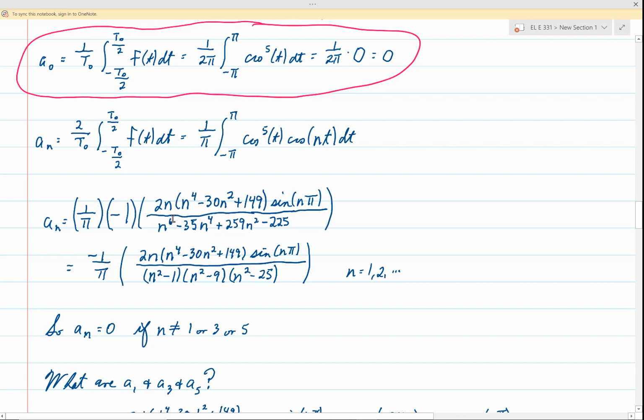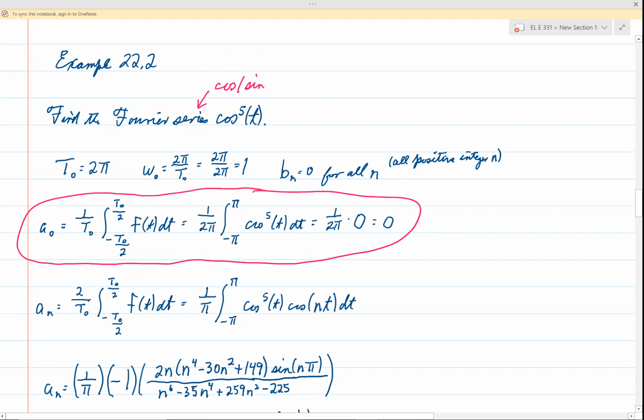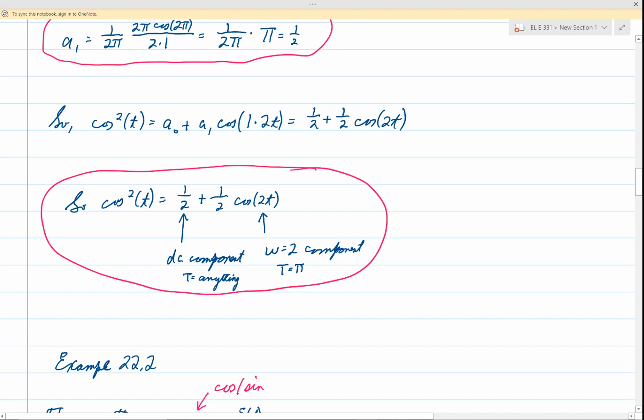Now, this looks horrible at first because, just like before, we have this sine n pi in the top. That makes it look like all of these coefficients are 0. But you remember that we can't say that for any value of n that makes the denominator go to 0. But how are we going to find the roots of a 6th order polynomial? Well, there is a hint. Let's think about what we had up here.